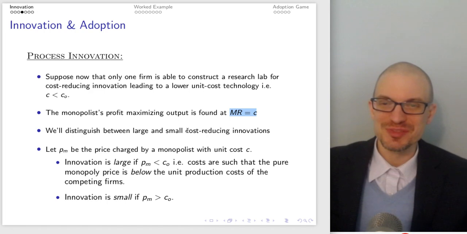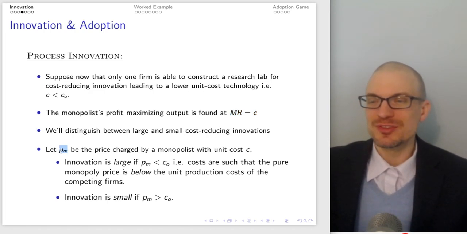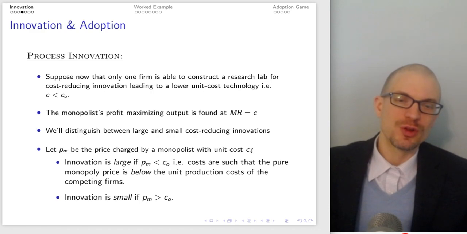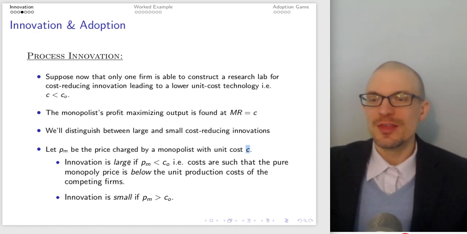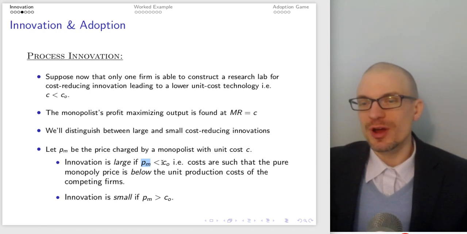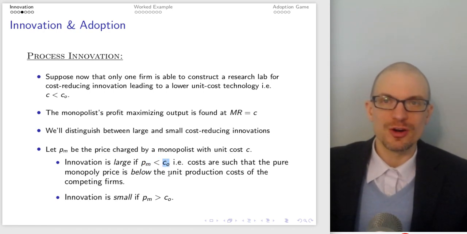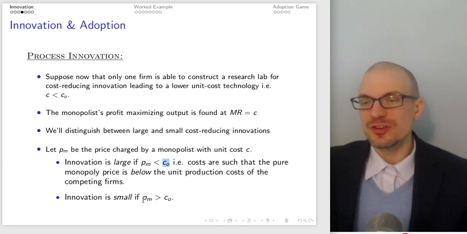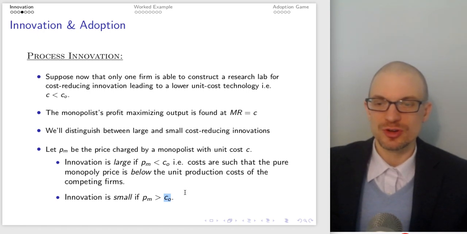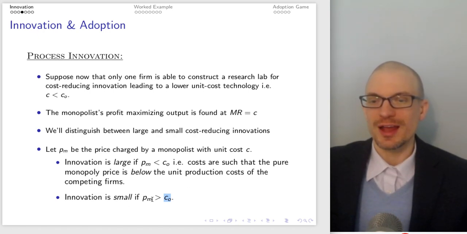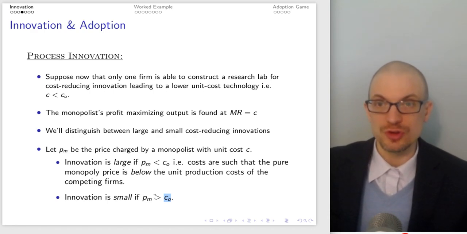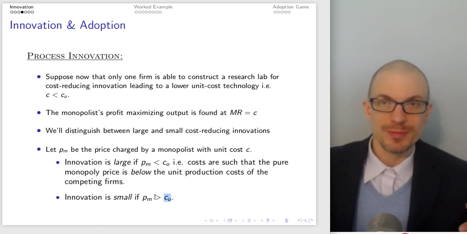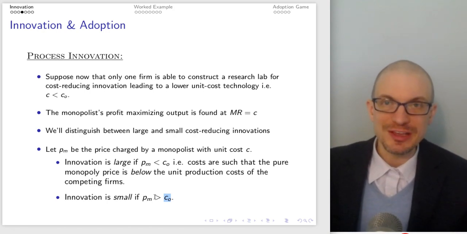We'll call that a large or a small cost reducing innovation. PM is going to be the monopolist price associated with a monopoly with unit cost of C. The innovation is large if the monopolist price is below the initial shared marginal cost, such that they are undercutting the current market with the monopoly price. The innovation is small if the monopoly price is above the original prevailing shared marginal cost, right? So you've got lower costs, so you can undercut your rivals, but not with a monopoly price. By monopoly price, I mean the single price monopolist price.